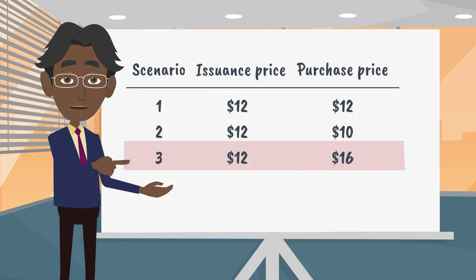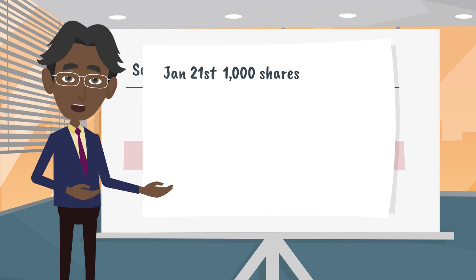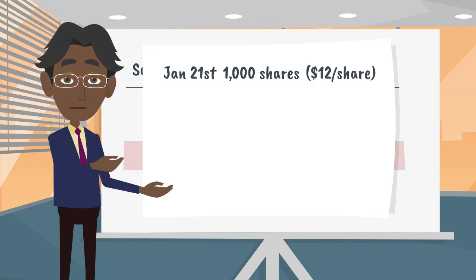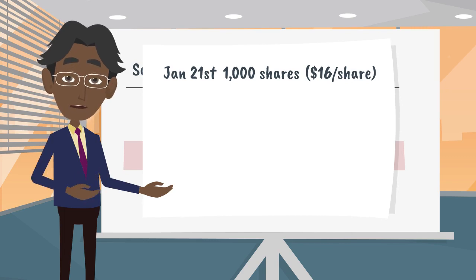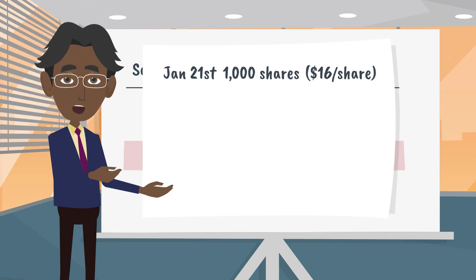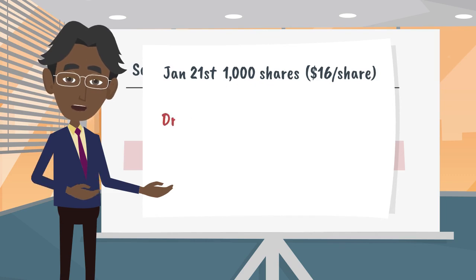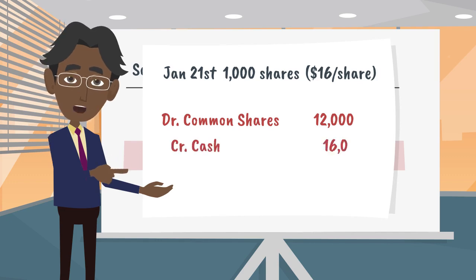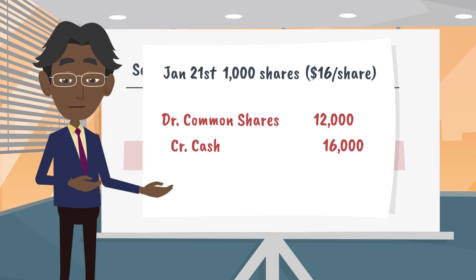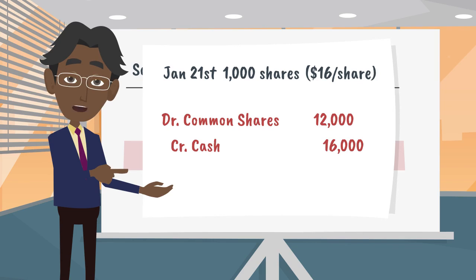Let's complete our last scenario. It's now January 21st, and Lilylime's average issuance price is still at $12, but the purchase price is now at $16. The value of the shares has gone up since January 14th, when they were last priced at $10 per share. No new shares have been issued. In this case, we debit $12,000 to the common shares account like previously. We then credit cash for $16,000, since 1,000 shares worth $16 each will cost the company $16,000 cash to reacquire.